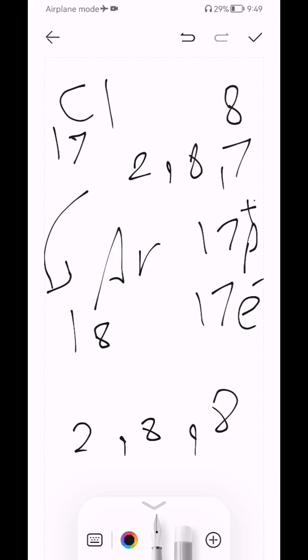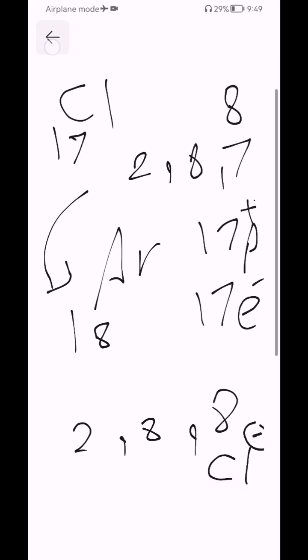So will it be a negative ion or a positive ion? Negative ion. Cl will be a negative ion, so we write the charge above it, -1, because it gained 1 electron. The negative charge equals the number of gained electrons.